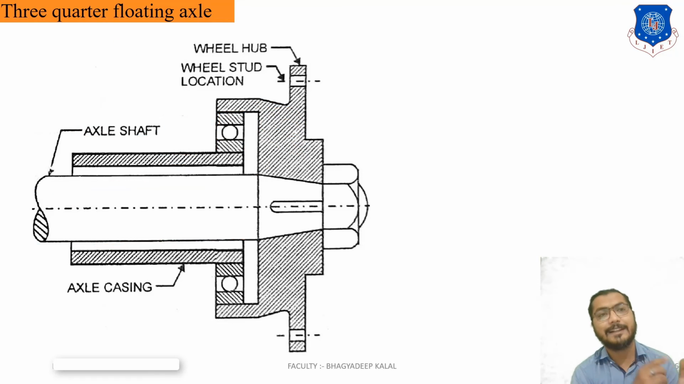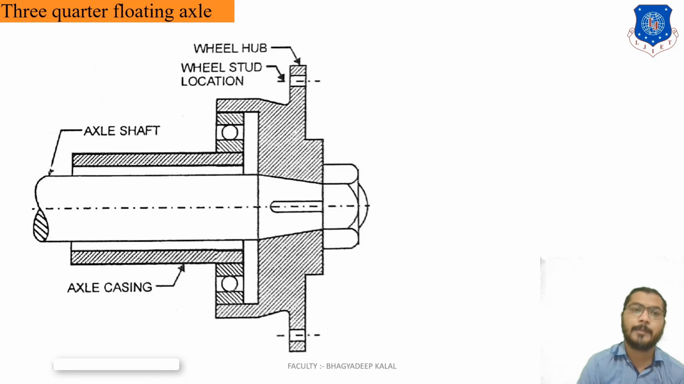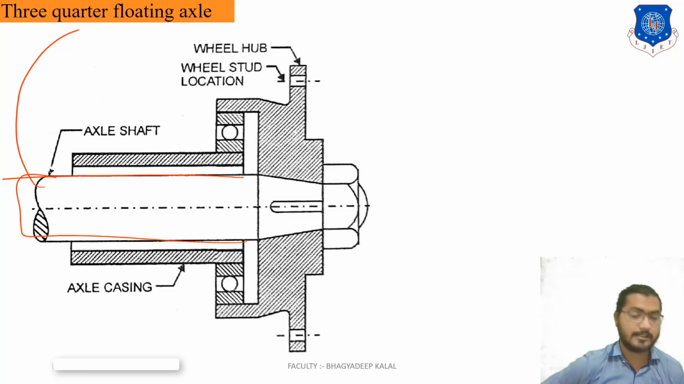But in semi-floating, the total loads, or different types of load, come on the axle shaft, through the axle casing. In the other case only one type of load, the drive torque, is taken by the axle shaft. This is the difference from semi-floating.